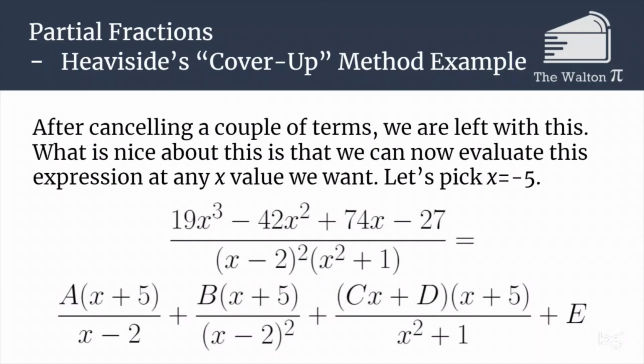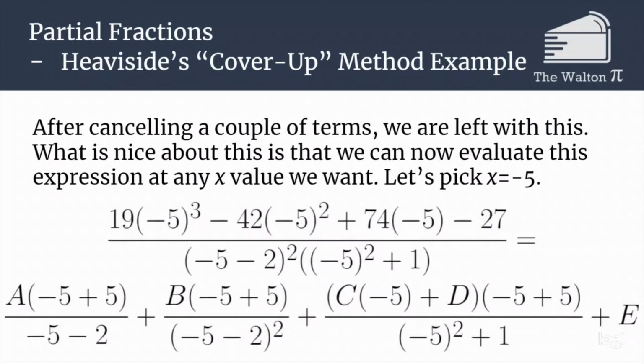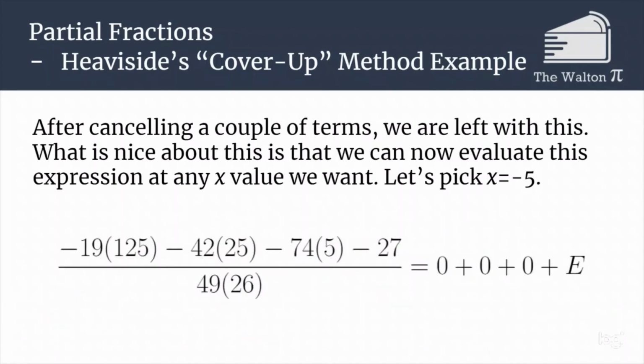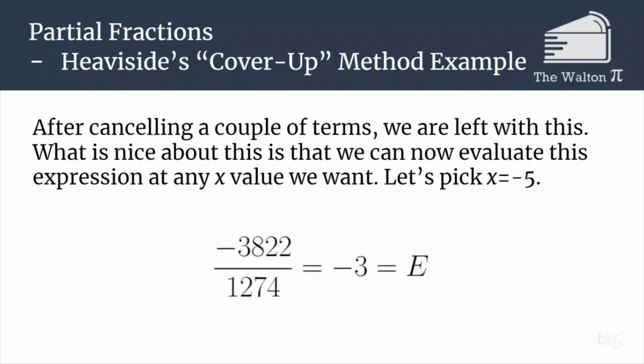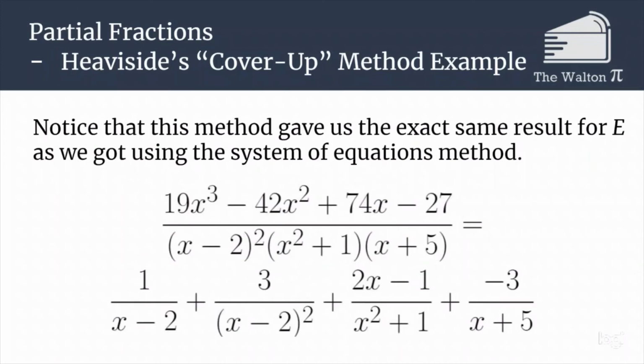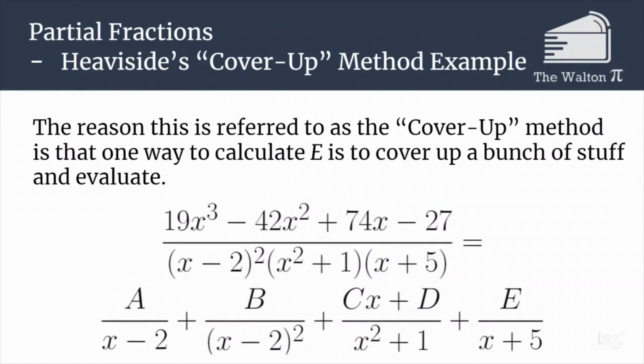So if we plug in x equals negative 5, a whole bunch of the stuff is just going to go to 0. And so by plugging in negative 5, we are able to get this fraction, so we quickly find that e is negative 3, which is the exact same thing that we found here. So the way that we are able to say this is the cover-up method is one way to calculate e is to cover up a bunch of stuff and evaluate.